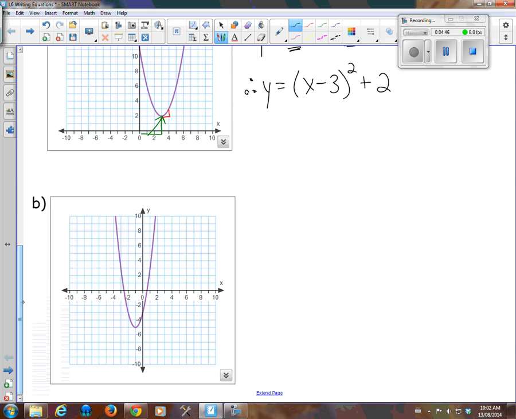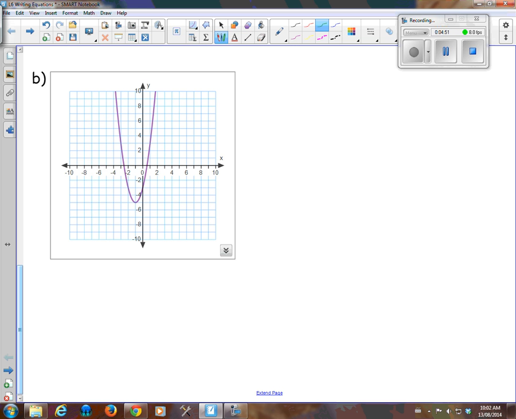Next one. Same deal. I want to find my vertex. So there's my vertex, the lowest point. That point is over -1 and down -5. So the vertex is (-1, -5), my h and my k.